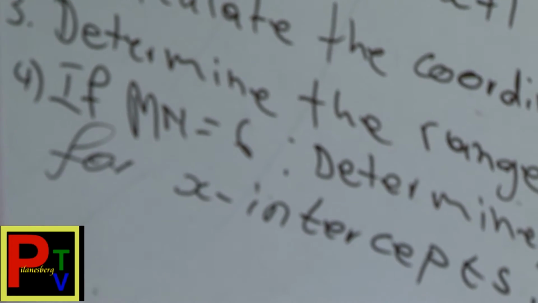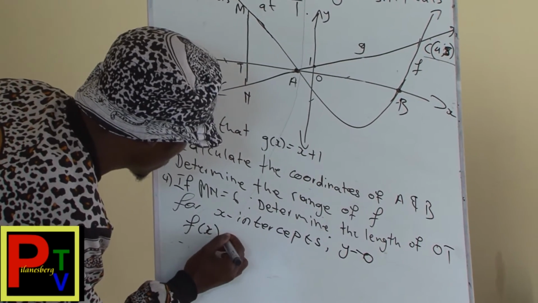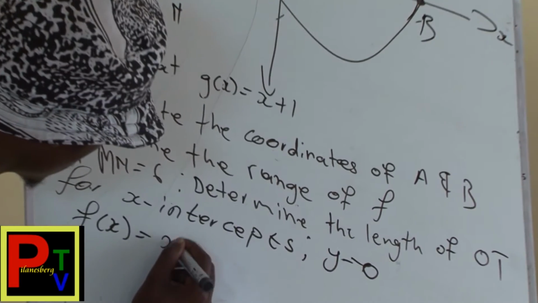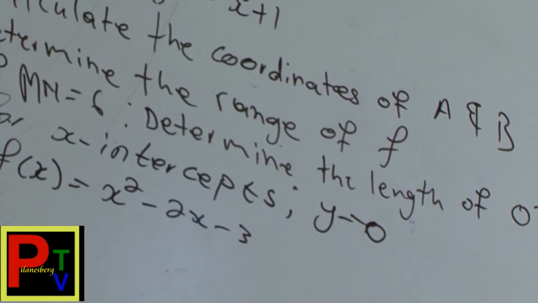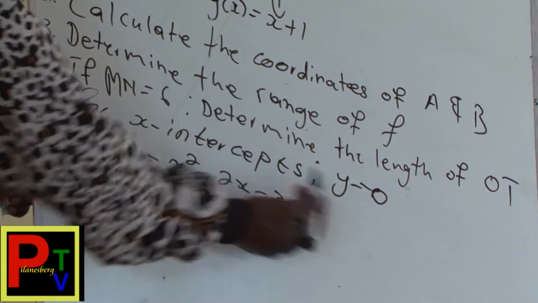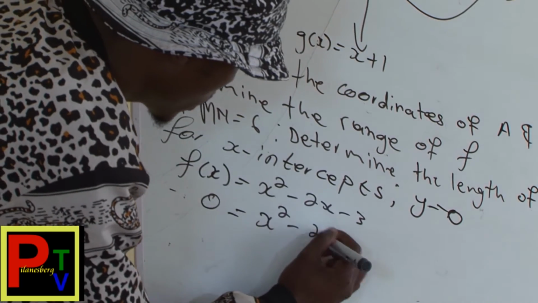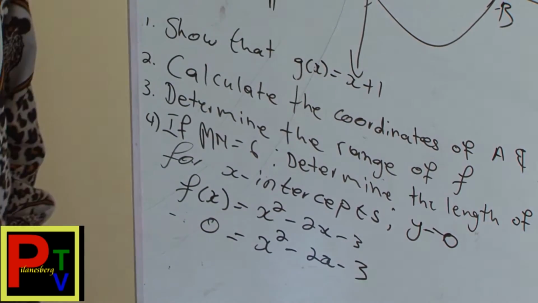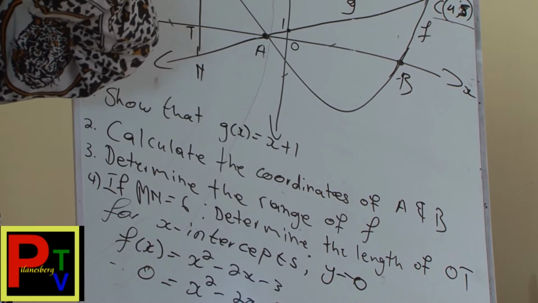Therefore, let's check A and B, the parabola. And we are given the equation of the parabola. This is f of x is equal to x squared minus 2x minus 3. Therefore, we are saying for x-intercept, always our y is equal to 0. We are given y is equal to 0, so 0 equals x squared minus 2x minus 3. Therefore, you are looking for A and B, it means what, an x.